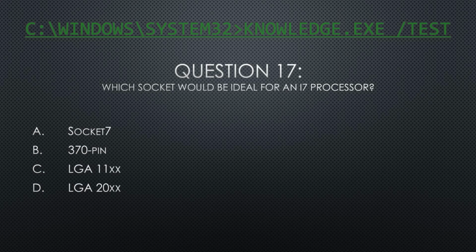Question number 17. Which socket would be ideal for an i7 processor? A. Socket 7, B. 370 pin, C. The LGA 1100 series, and D. The LGA 2000 series. The answer is C. LGA 1100 series.